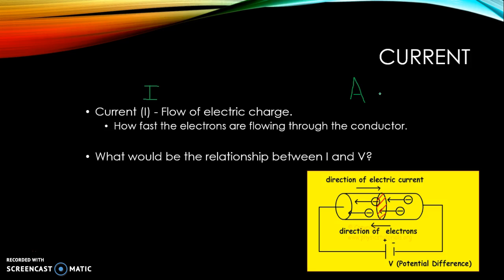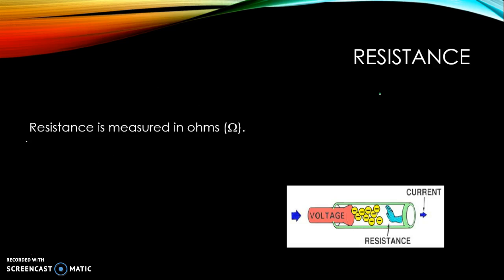Okay, and so the question is, what would be the relationship between I and V? I is current and V is voltage. Well, I is proportional to V. What does that mean? If it's proportional to V, that means as one goes up, the other goes up. As one goes down, the other goes down.